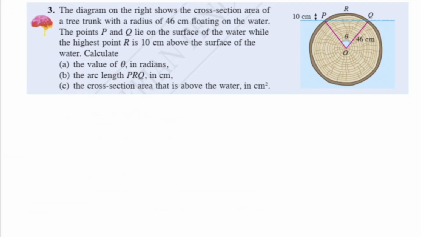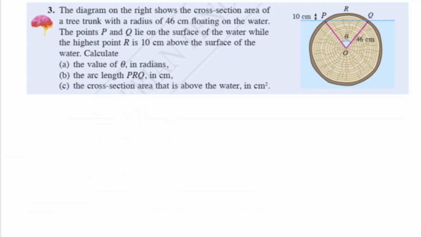So the diagram shows a cross section area of a tree trunk with a radius of 46. It's floating on the water. Points P and Q lie on the surface of the water, while the highest point R is 10 cm above the surface. Okay, now perhaps, should I redraw for you?